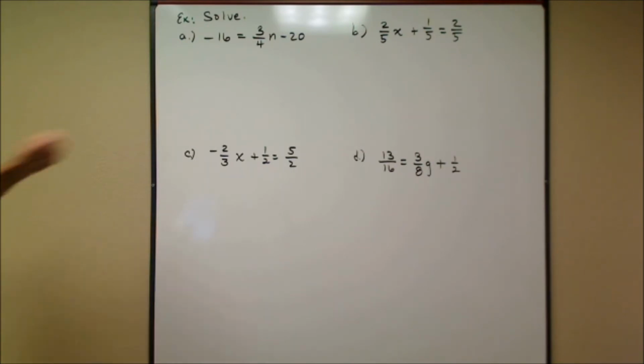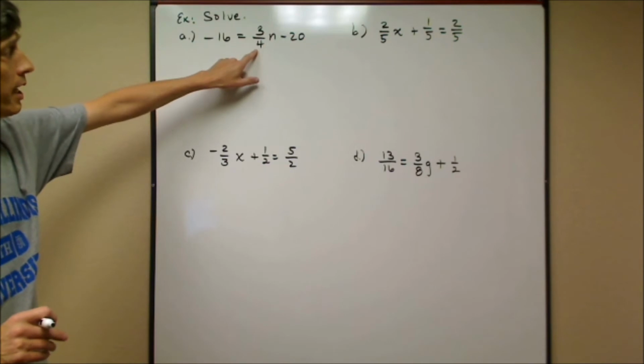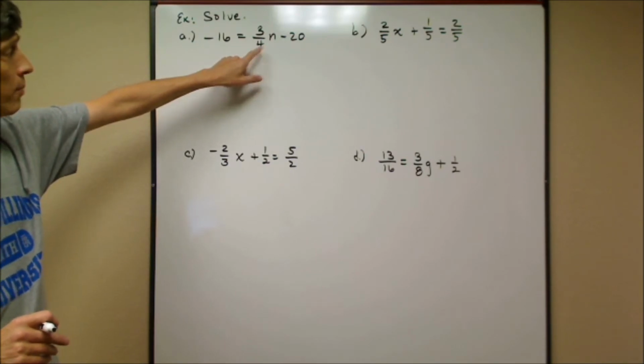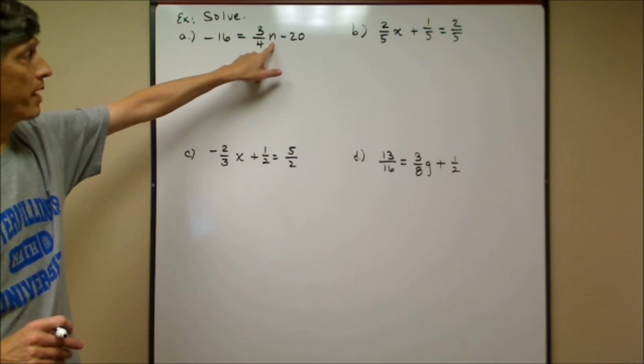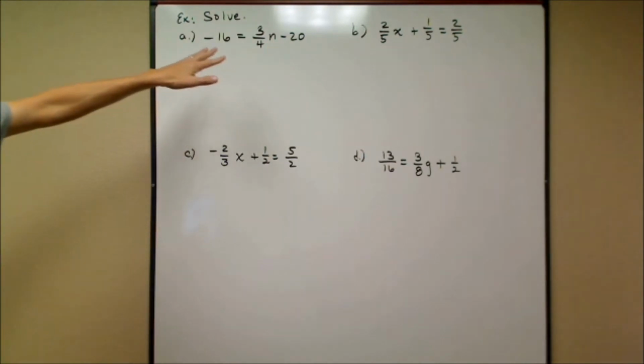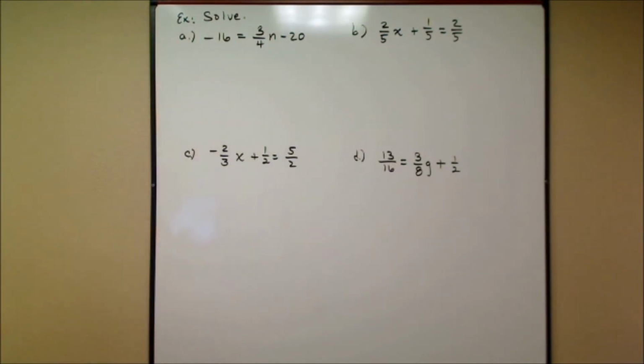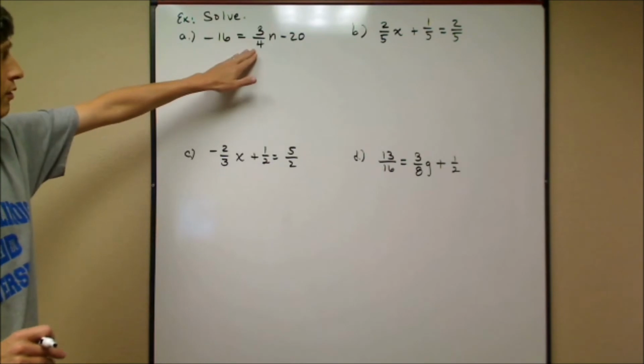Now we'll consider some two-step equations that involve a fraction times the variable. My first example, my variable is on the right side this time, and it's being multiplied by 3/4. But there's a 20 that's being subtracted from that expression. So this is a two-step equation. There are two things I have to do. I have to get rid of the 20. I have to get rid of the 3/4.